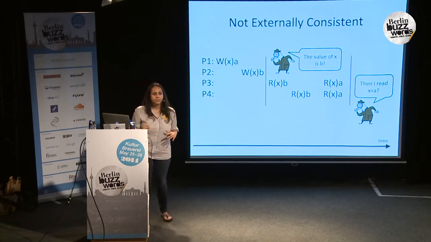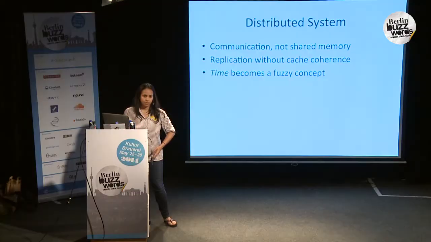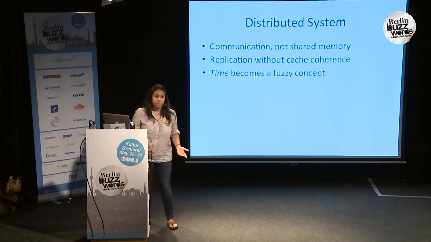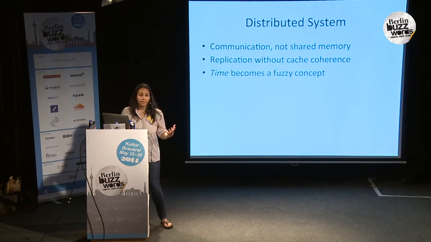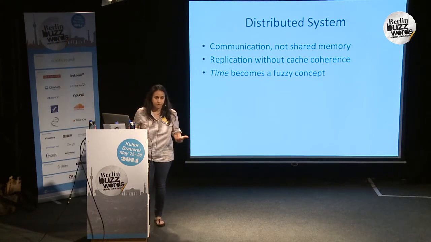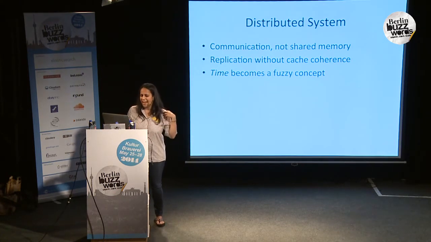So I've been talking about everything in terms of multiple processors on a single machine right now. But when we move this into the distributed setting, things get even crazier. So instead of shared memory, all we have is communication. We have replication, but we don't have hardware cache coherence to help keep replicas up to date. And time kind of becomes a fuzzy concept.